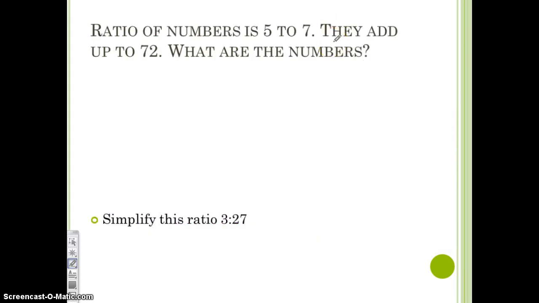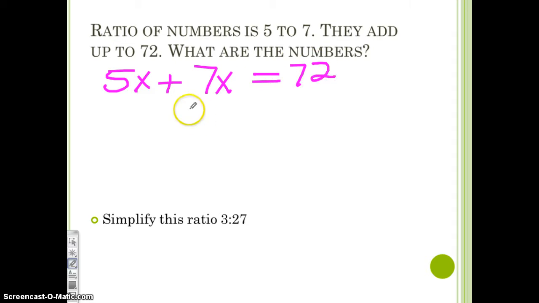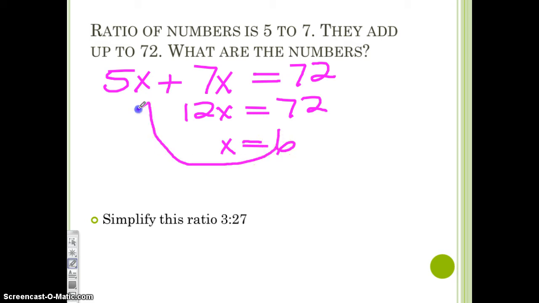Okay, you'll be faced with a problem like this. A ratio of numbers is 5 to 7, and they add up to 72. If you want detailed information about how to work these problems, please look at the Class Connect recording. 5x plus 7x is equal to 72. 5x plus 7x is equal to 12x. Divide both sides by 12 and we get x is equal to 6. That's not our answer. That's that multiplication factor that we need to plug back into our numbers here.